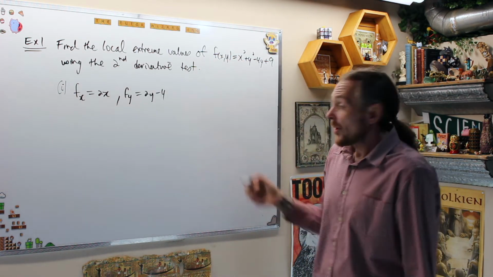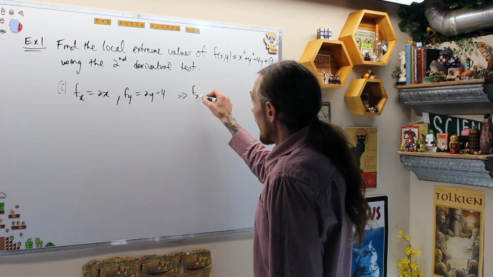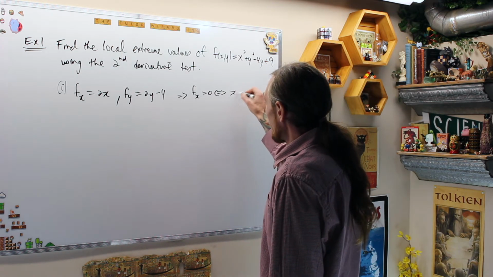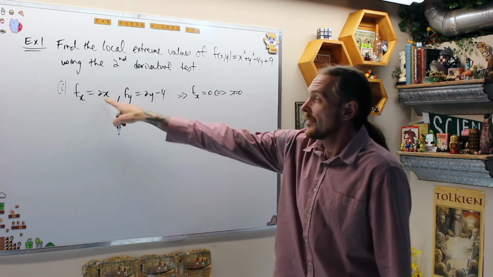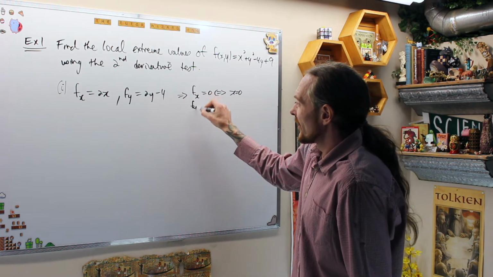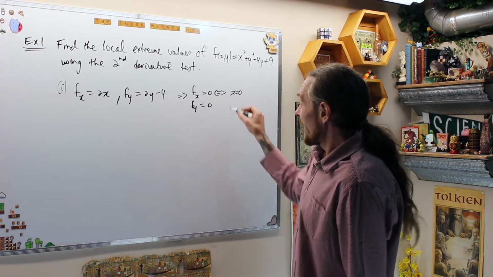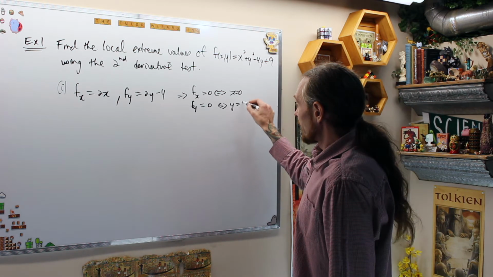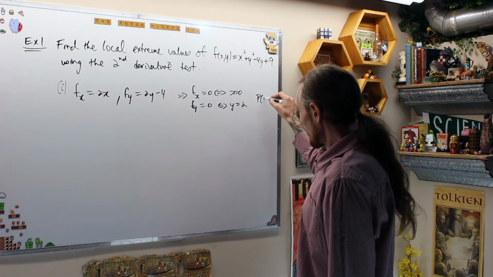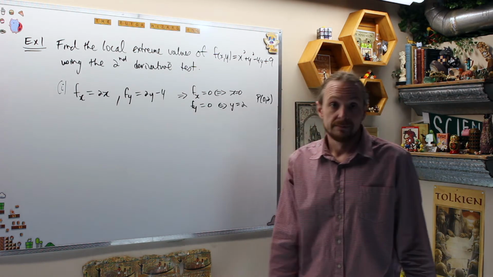We need the critical points. So when are those 0? Fx is 0 if and only if x is 0. And we did this in the previous video, go watch. Fy is 0 if and only if y is equal to 2. That gives us the only critical point, which is (0, 2).